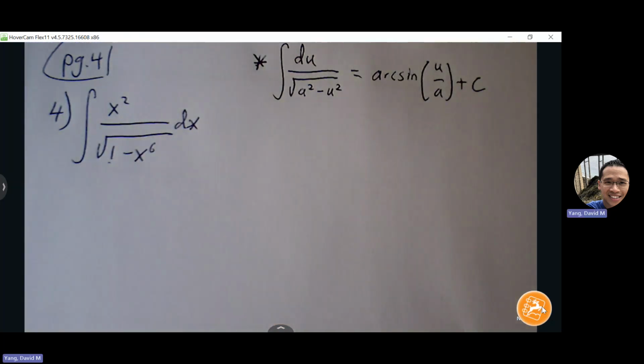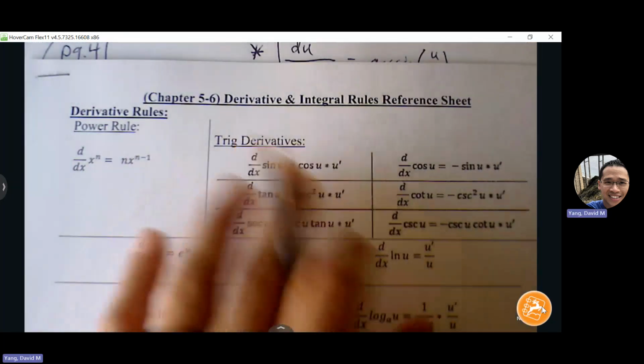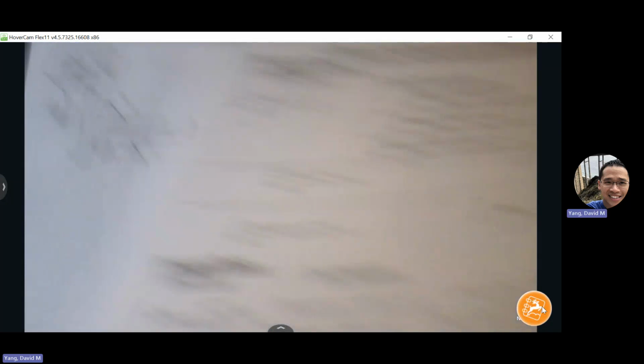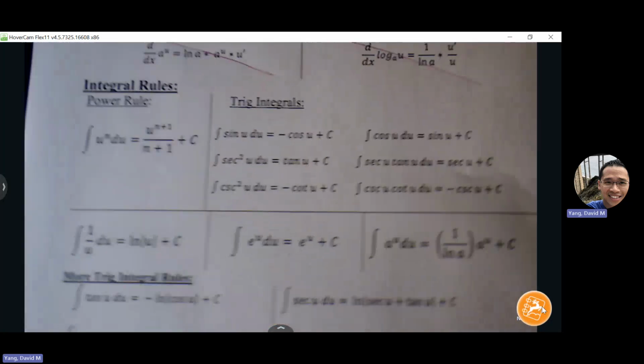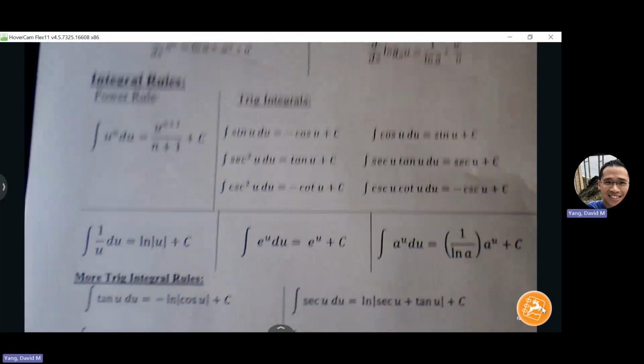I'm sorry? Memorizing the arc sine. Right. So I gave you guys the reference sheet here to help you recognize the rules you want to be able to memorize. So I crossed out all the ones that you don't have to memorize, but all the other ones we need to memorize.